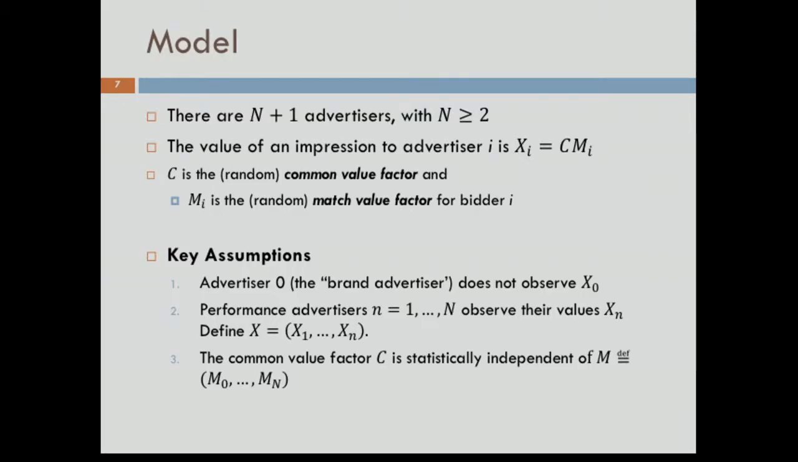It's c, which is a random variable that we will call the common value factor. So if you have somebody viewing the page who has high income and is responsive to advertising, that's generally a high-value person for everybody. And m_i, which is the match value factor, which is idiosyncratic. It has the i subscript. It means that for advertiser i, this guy's a particularly good match or not, depending on whether m_i is high or low. The assumptions are that advertiser 0, the brand advertiser, doesn't really observe his value.